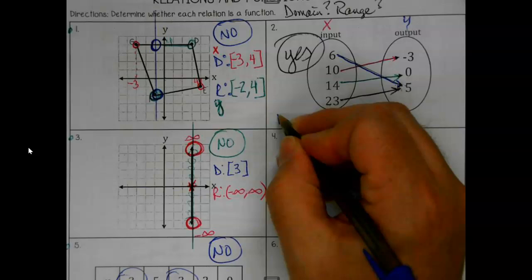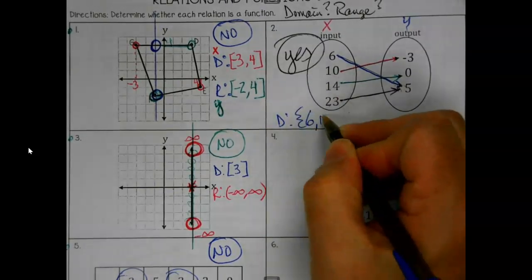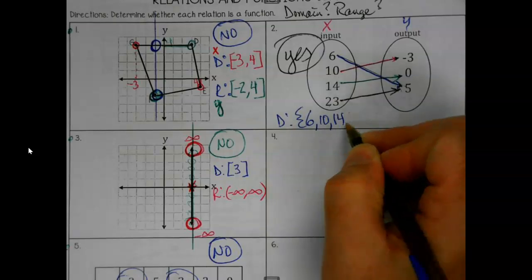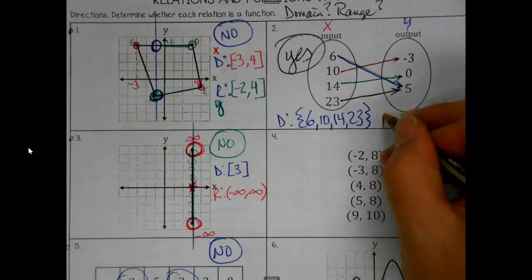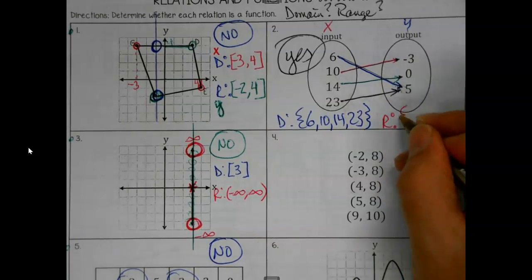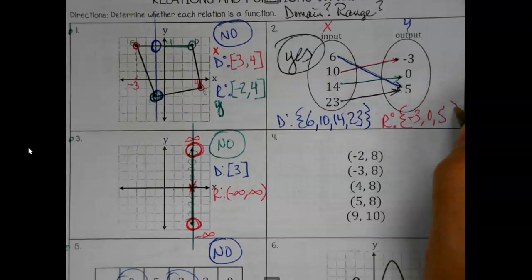And if I went to do domain and range here, again, just list off your x values. If there's a list, if they're coordinate points, if it's a chart, this is exactly what we're going to do every time. And then -3, 0, and 5.